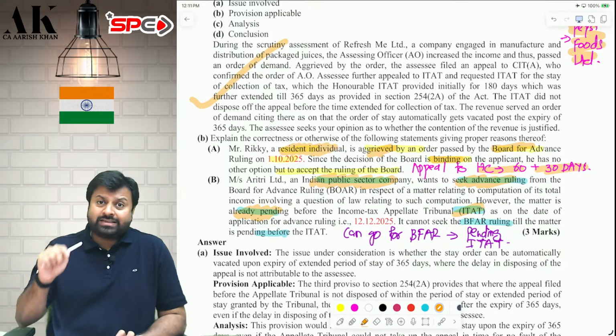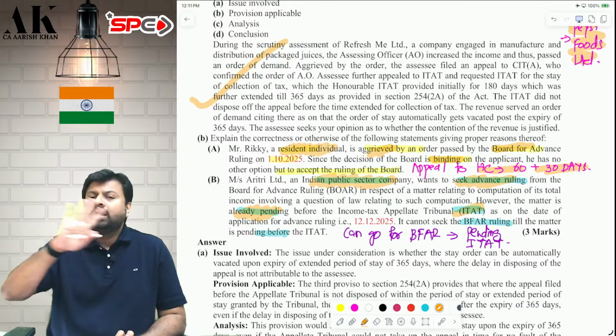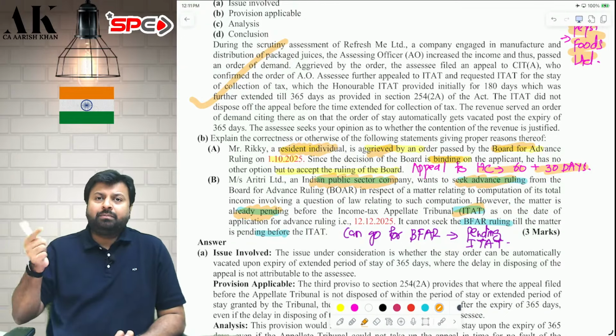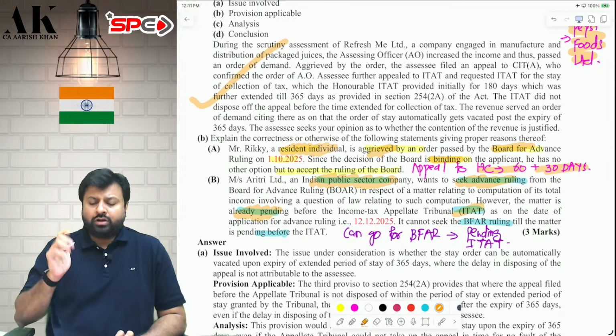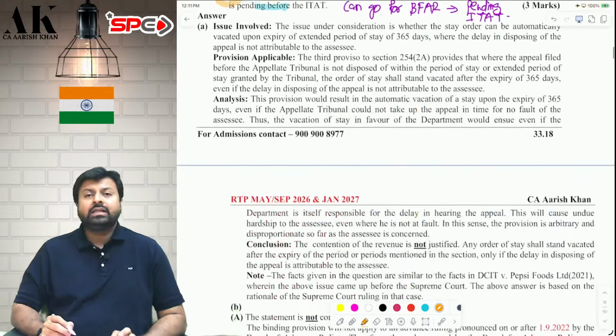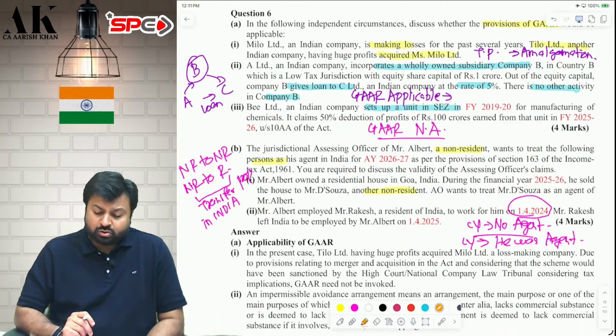Yes, for public sector undertaking also, if the case is pending in front of High Court or Supreme Court, they also cannot go. Public sector company can go to the board for advance ruling only if the case is pending in front of income tax authority or ITAT. So by that logic, they can definitely go for this particular thing. Okay. And one last question over here is question number 6.